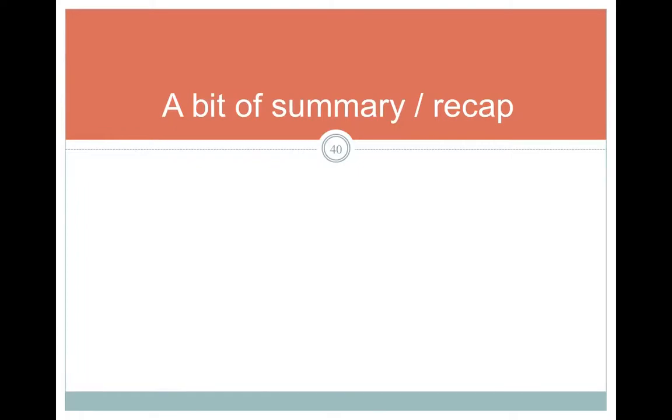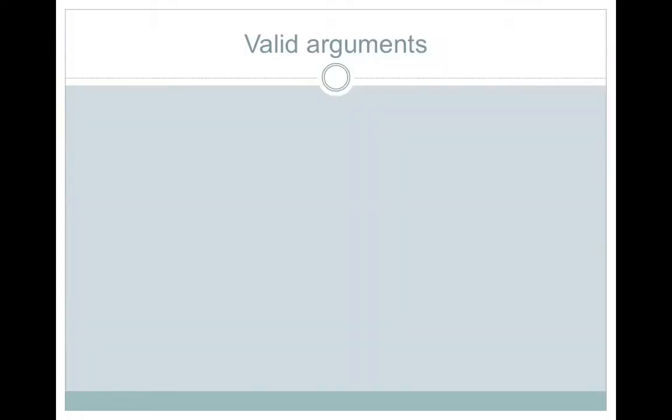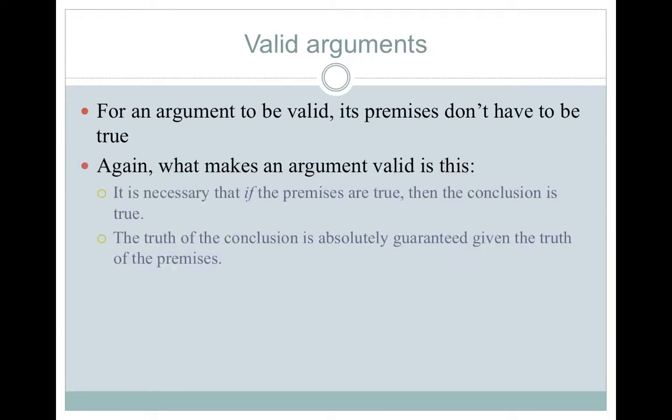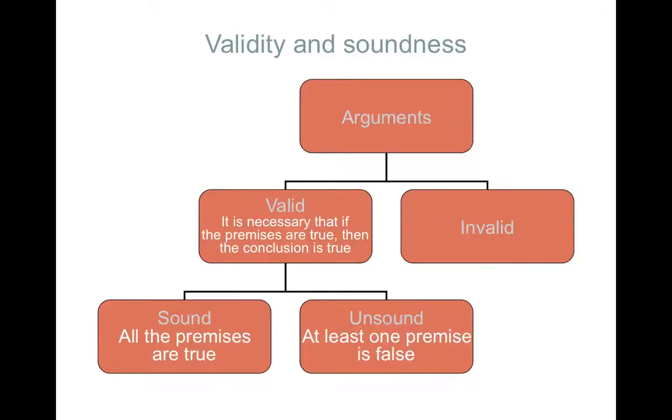Alright, so here's just a bit of summary as we wrap things up. For an argument to be valid, its premises don't have to be true. This is what makes an argument valid. Pause that if you'd like, but I would like to move on. And here's a way of diagramming it. I think this is actually quite helpful to see it visually like this. So you may want to pause this too to review it. I don't have anything to say about this though.